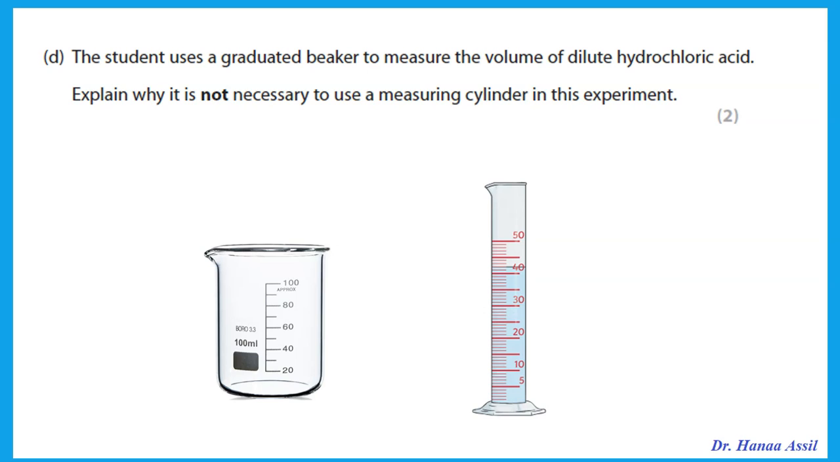But here we don't need to be accurate at all. Do you remember why? The acid is in excess anyway, so if I add a little bit more, it doesn't make a difference. So the volume does not have to be accurate, so I can just estimate it using the beaker and that's it.